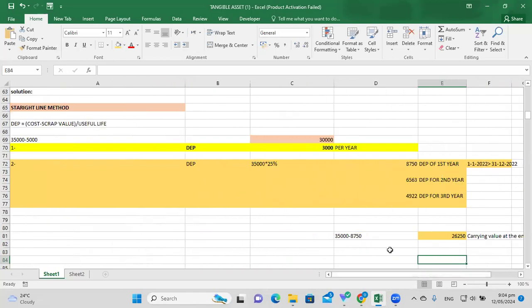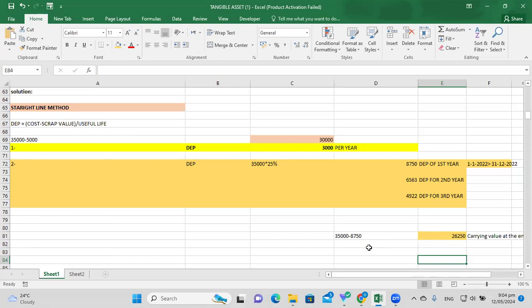Okay, so 26250 was our carrying value at the end of first year. Now, what is carrying value? The carrying value is the actual value of your asset after using it for 1 year. You depreciated that asset at 25%, and you subtracted the depreciation 8750 from 35,000. So now what was the carrying value? Carrying value means the actual value of the car after usage of 1 year.